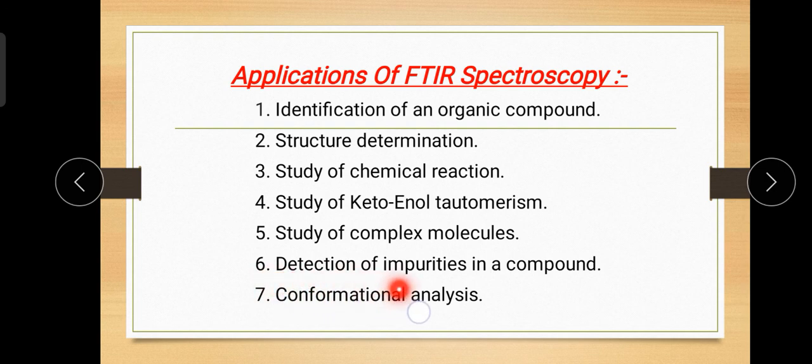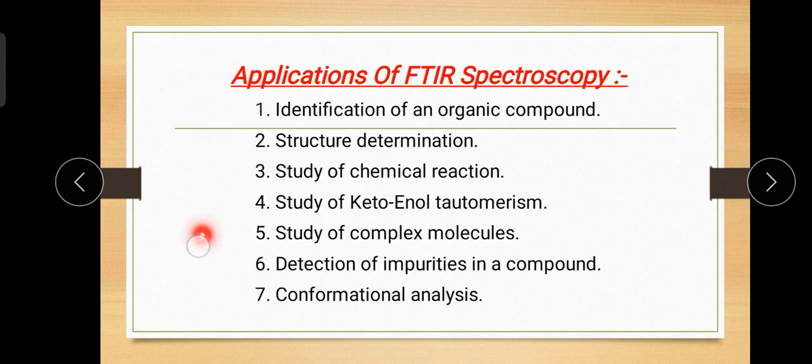Sixth application is the detection of impurities in a compound. We know that during the formation of a compound there are many impurities present in that compound. Still we eliminate some of those impurities, but some impurities remain in that compound. So in order to detect all those impurities in that compound, we can use FTIR spectroscopy. Seventh application is conformational analysis. That means conformational analysis is done with the help of FTIR spectroscopy.